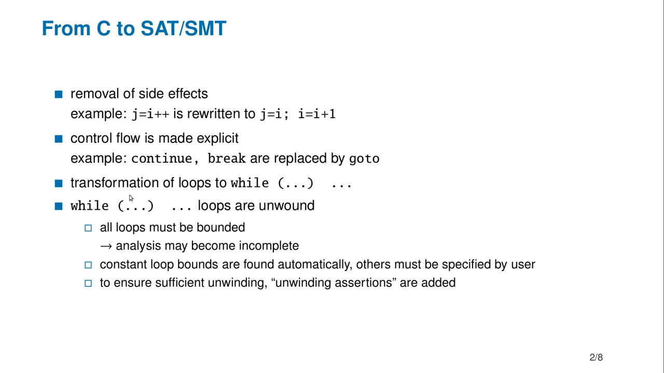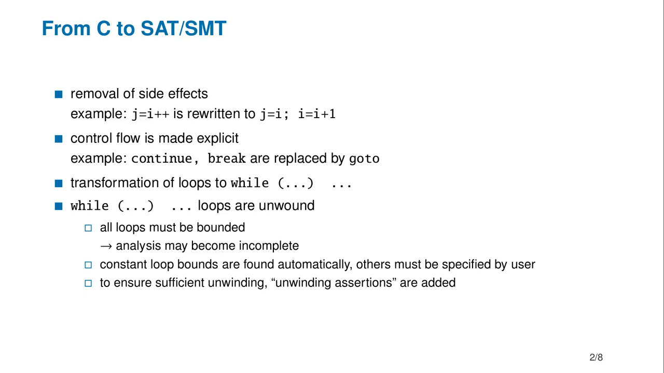Programming languages or C programs offer different kinds of loops, like for loops or do while loops, and all loops are first translated to while loops, where the condition is in the head. These while loops can then all be treated in the same way, and they are unwound, meaning that we eliminate them by doing some loop unrolling, such that each iteration of the loop is explicitly represented, and this is the bounded model checking idea which we have here.